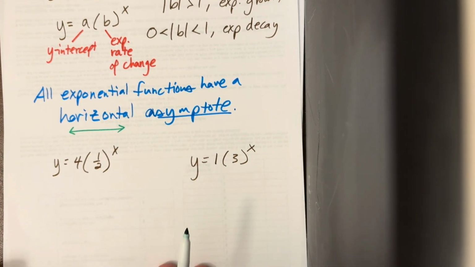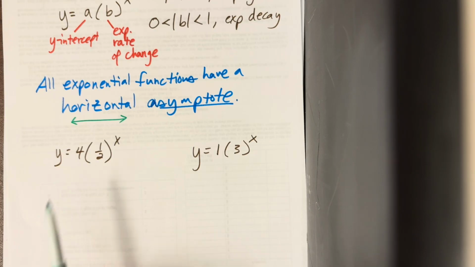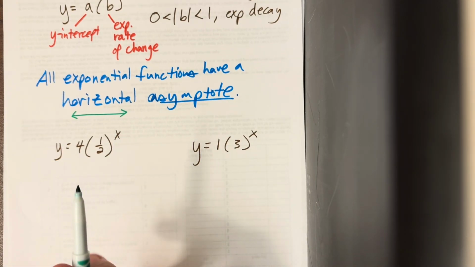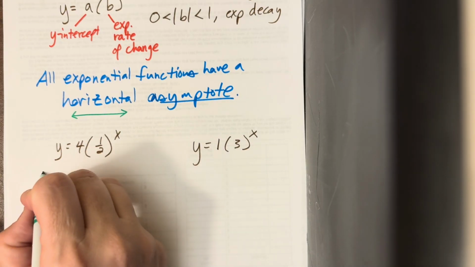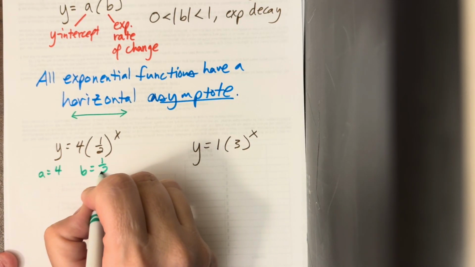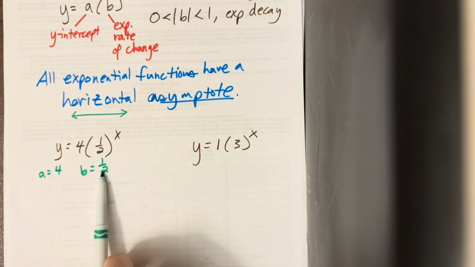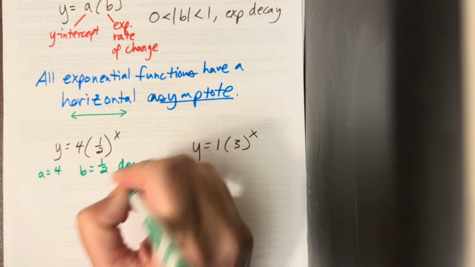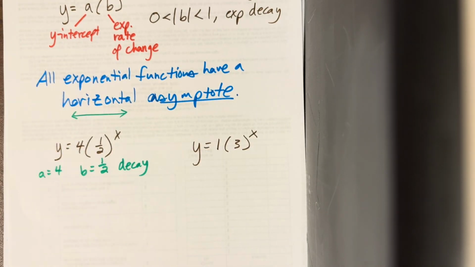Okay, so let's see. In our first graph, we have y equals 4 times 1/2 to the x. So I know right away that my y-intercept is 4 and my exponential rate of change is 1/2. Since this is a fraction between 0 and 1, I know this is an exponential decay. So we're going to graph this function.